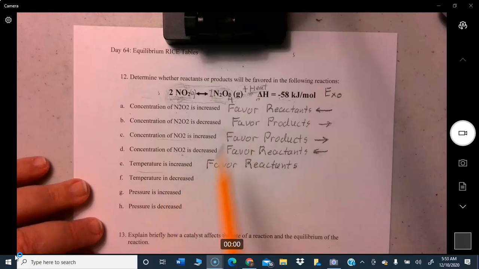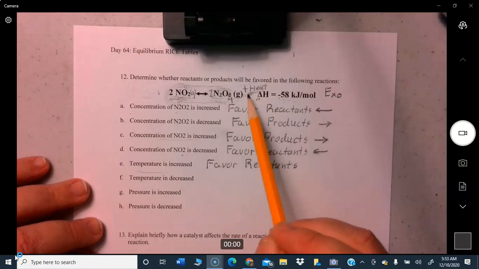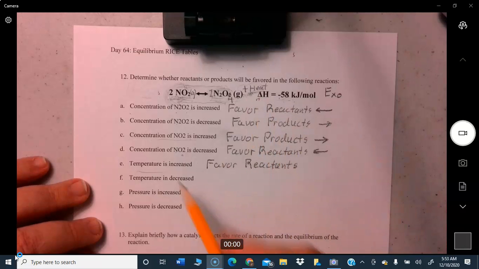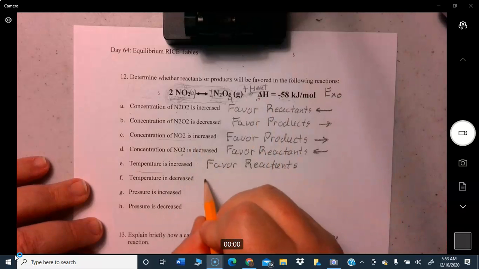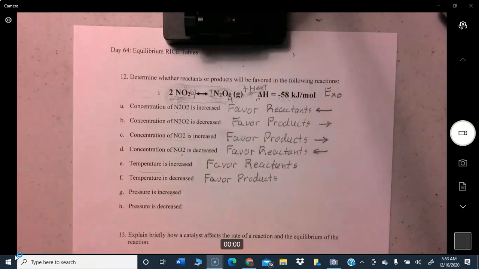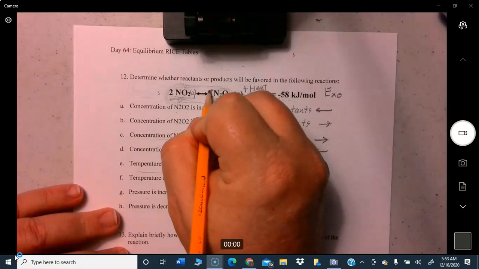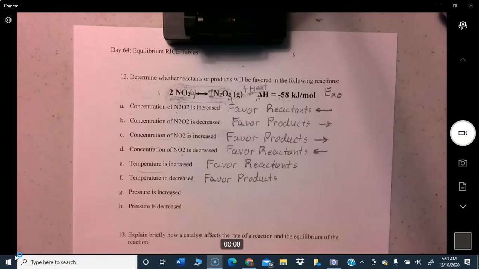Okay, temperature decreases. That makes it easier for the heat to escape. If you make the room really cold, it'll be easier for this heat to get out of the reaction into the room. So that's going to favor products. Pressure is increased. Okay, this is where the moles come in. So this is 1 mole of N2O4. This is 2 moles of NO2.